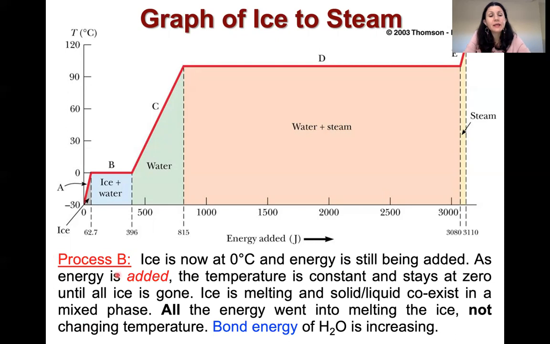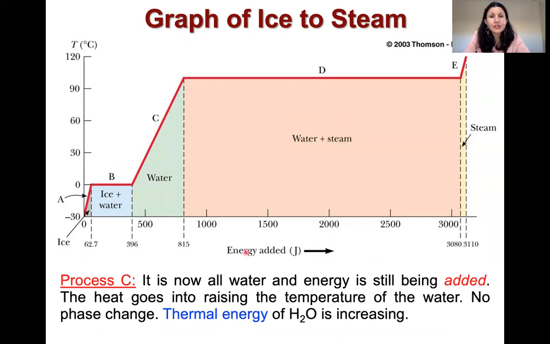So in this process B, all the energy is not going to changing the temperature, but it's going to changing the phase. And what exactly is happening when the phase is changing? Bonds are breaking. All the energy is going into breaking those bonds. And because we're adding energy, the energy of our system has to be increasing. We're calling this energy now bond energy. So in process B, the bond energy of H2O is increasing. We're breaking bonds, we're adding energy, so the bond energy has to go up.